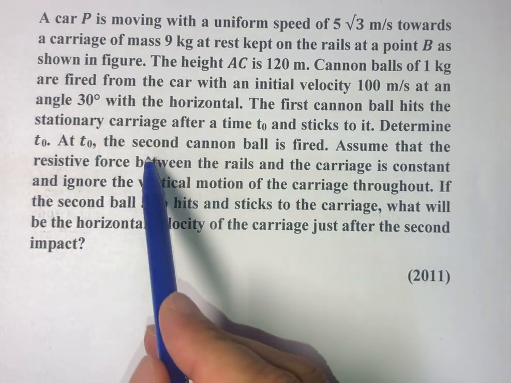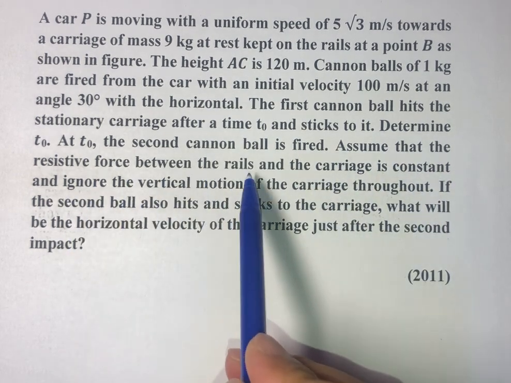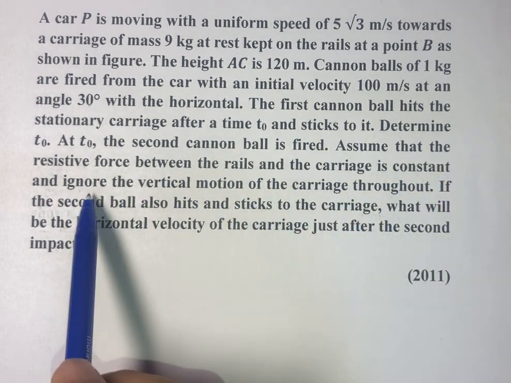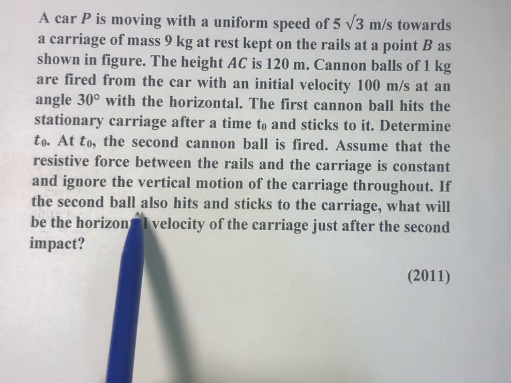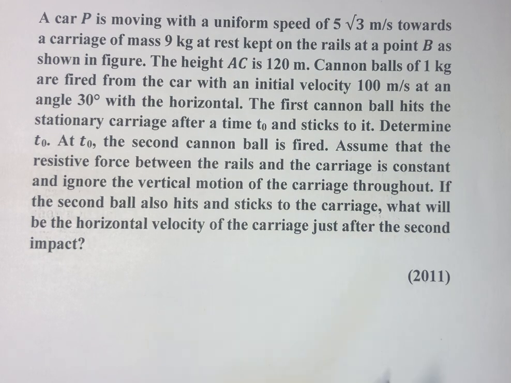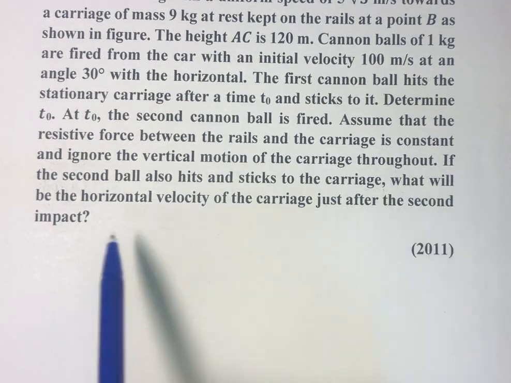At t0, the second cannonball is fired. Assume that resistive force between the rails and the carriage is constant and ignore the vertical motion of the carriage throughout. If the second ball also hits and sticks to the carriage, what will be the horizontal velocity of carriage just after the second impact?